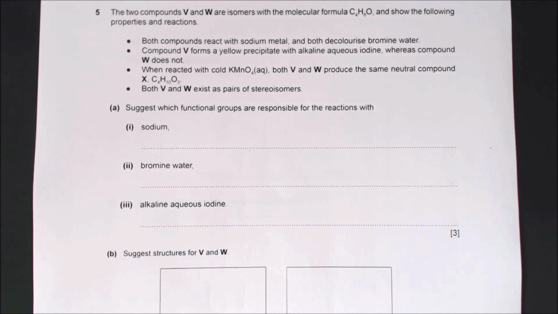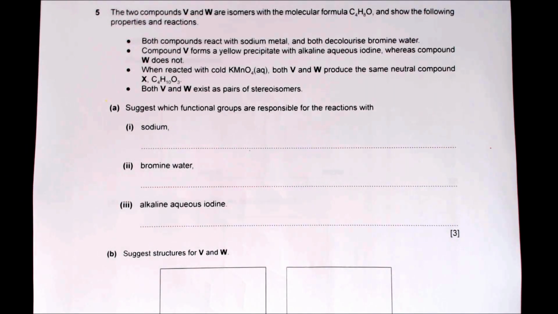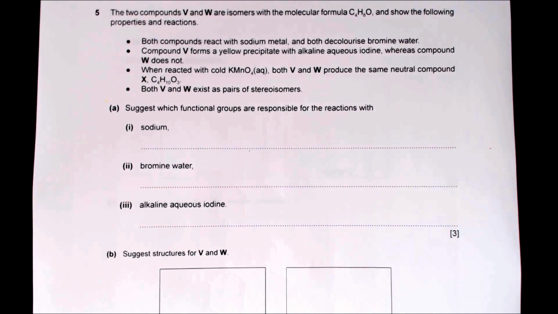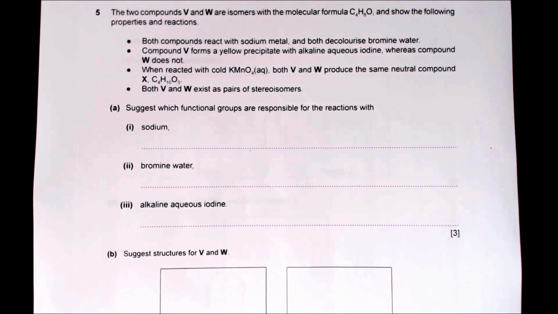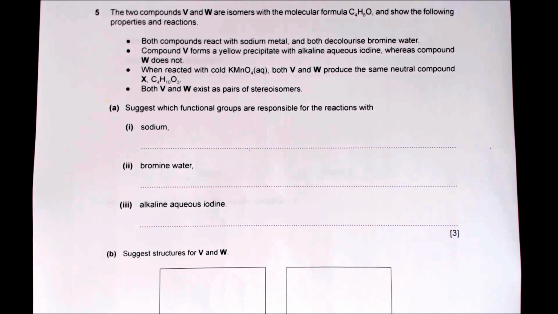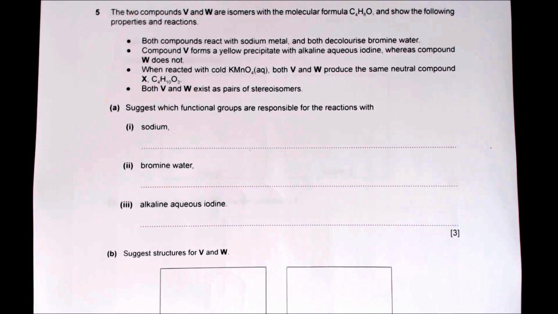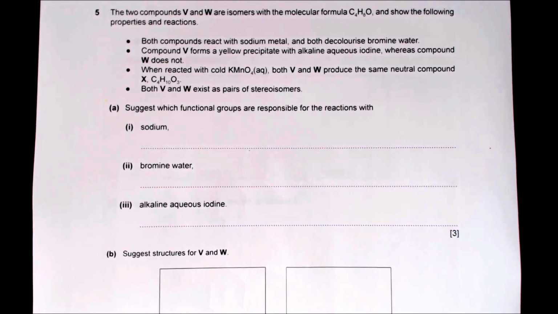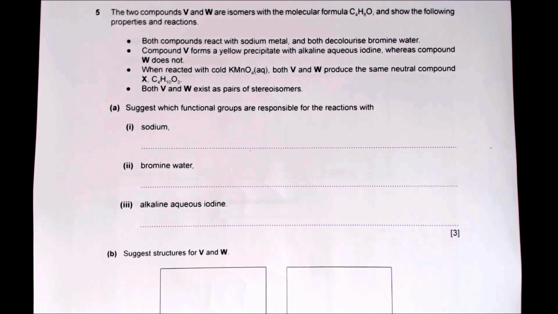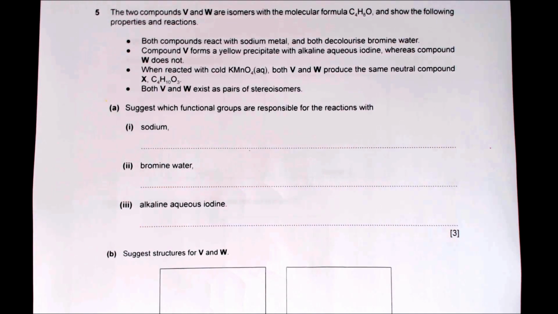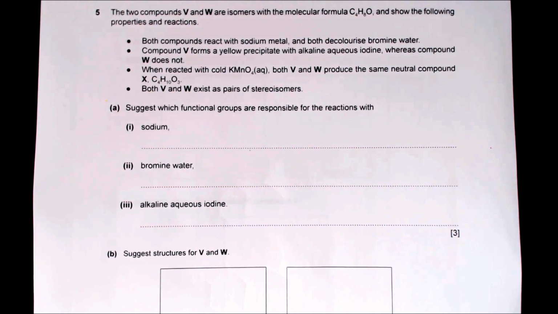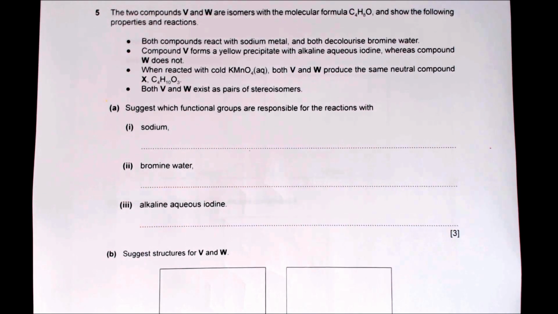Okay, so this is question 5. And question 5 says the 2 compounds V and W are isomers with the molecular formula C4H8O and show the following properties and reactions. Both compounds react with sodium metal and both decolorize bromine water. That could potentially be the sign of alcohol groups if it reacts with sodium, and decolorizing bromine water is a sign of an alkene. So just trying to work out what they might ask. It says compound V forms a yellow precipitate with alkaline aqueous iodine, whereas compound W doesn't. So this could be a sign of a secondary alcohol, or even an aldehyde, perhaps. Anything like that, because obviously that would form this yellow precipitate. It's a classic sign there.